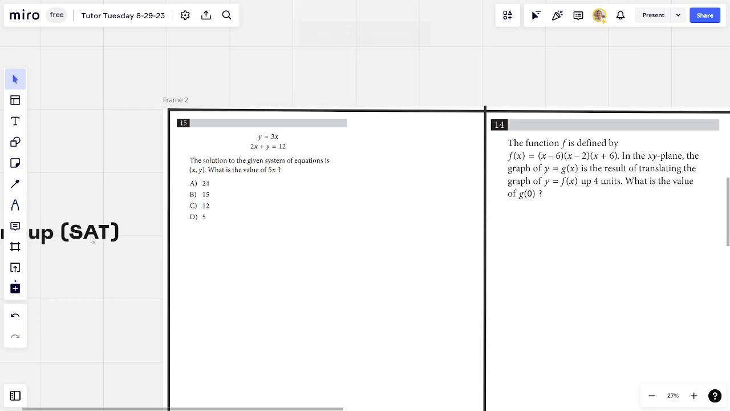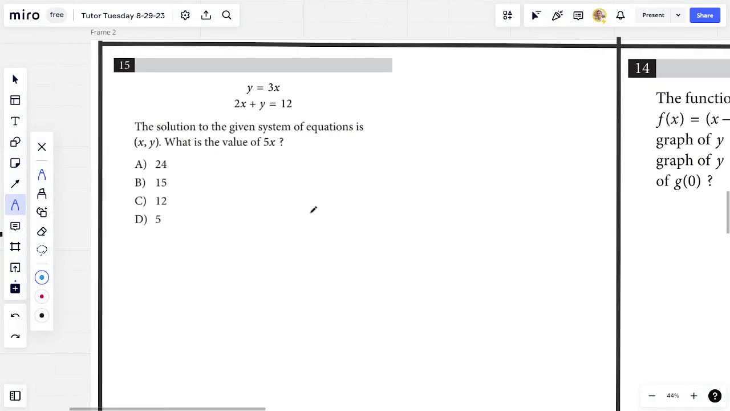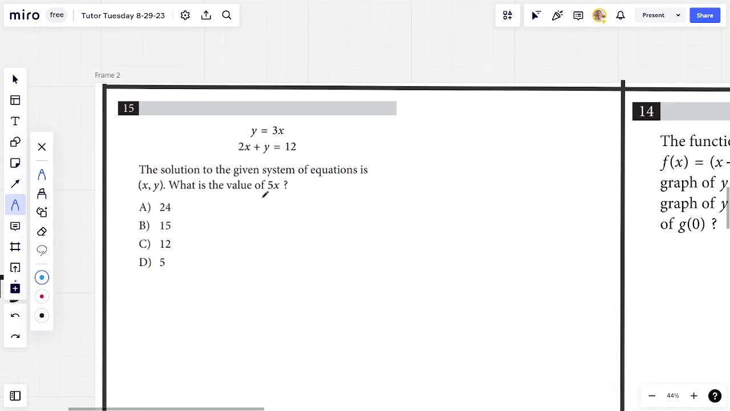Okay, our first problem, and I'll paste it in the chat for you guys as well. It's a pretty simple SAT problem that I think makes for a good warm-up. This one says the solution to the given system of equations is x comma y. What is the value of 5x? Normally when I see something like 5x instead of x or y, with a coefficient attached, I try to figure out if there's some way I can make that quantity appear in my equations without just solving for x and then plugging it back in, because that would save us an extra step.